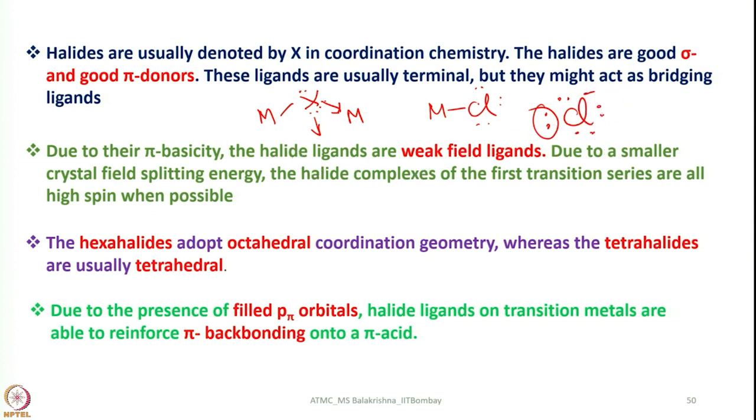Due to the pi acidity and having low energy filled sigma orbitals and low energy filled pi orbitals, it can show up to 4 coordination number. That means it can act as an 8 electron donor, or 4 pairs of electrons. We have examples in our own research. I shall show you all those things as we progress with this lecture.